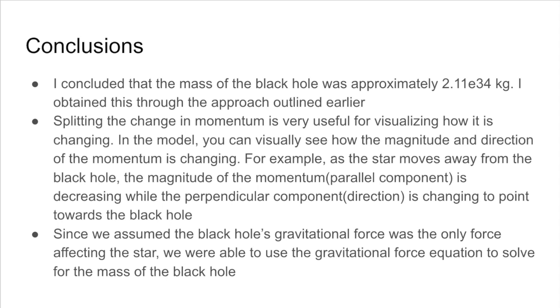Splitting the change in momentum is very useful for visualizing how it is changing. In the model, you can visually see how the magnitude and direction of the momentum is changing. For example, as the star moves away from the black hole, the magnitude of the momentum, the parallel component, is increasing while the perpendicular component, the direction, is changing to point towards the black hole. Since we assumed the black hole's gravitational force was the only force affecting the star, we are able to use the gravitational force equation to solve for the mass of the black hole.